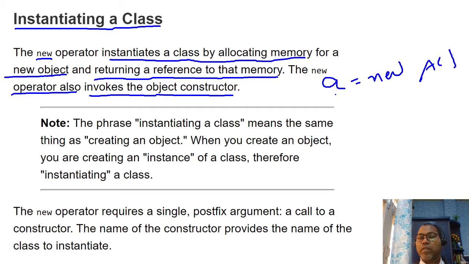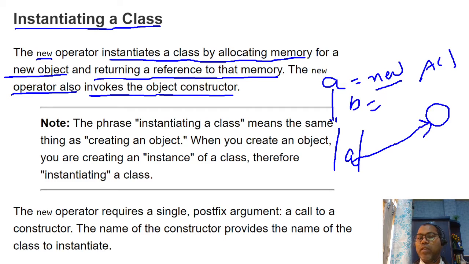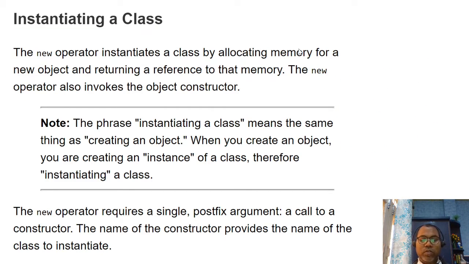So what happens? This reference variable is stored in stack memory, and this new keyword creates the object inside heap memory, and the reference address of it is assigned to this. Now variable a refers to the object. Similarly, you can say variable b, and you can assign it a. That means the b reference variable is created, and b also points to the same object.